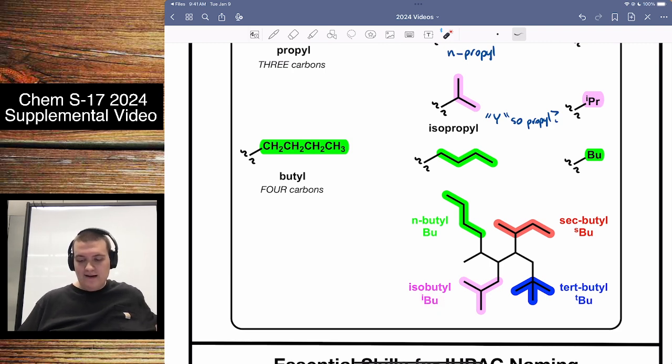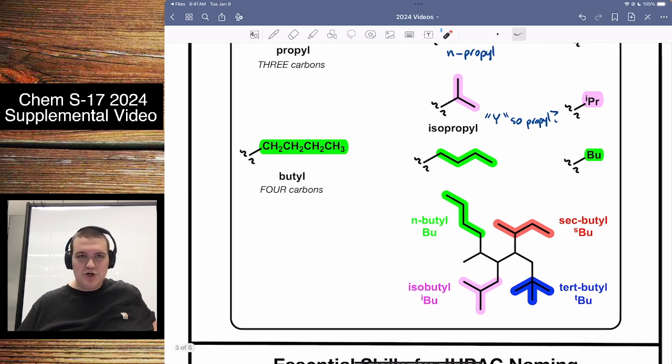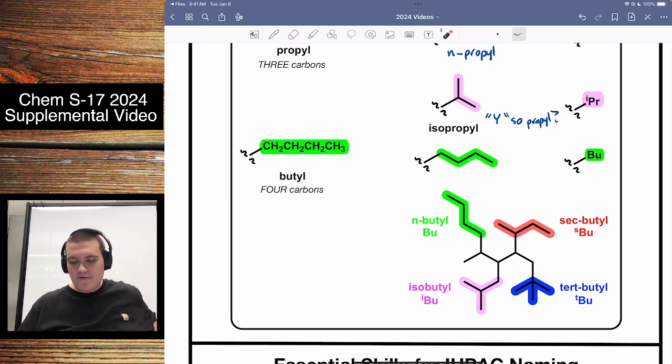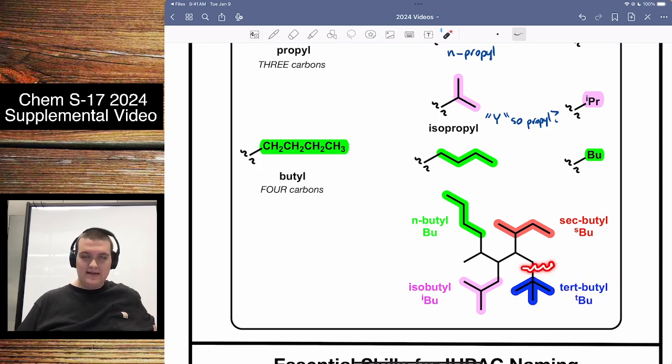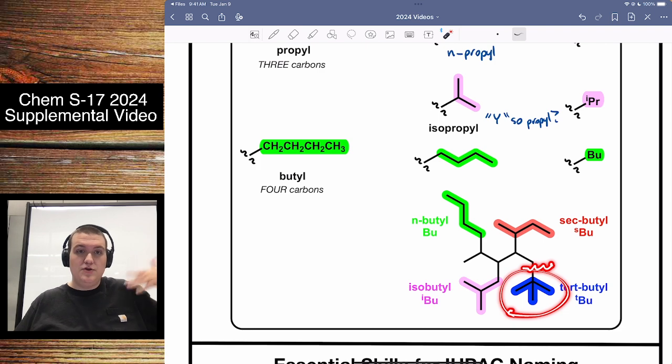The one that looks like a chicken foot is called tert-butyl. I think about a turkey foot, and that's how I remember it. But really, it comes from the word tertiary. And it's because we have 1, 2, 3 things off of this carbon that's attached to the main chain. So again, we're talking about this group here together. It has 4 carbons, so it's in the butyl family. And because there are 3 things off of it, we would say it's tert-butyl.